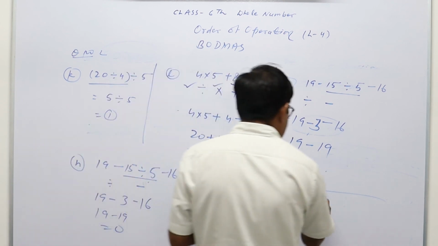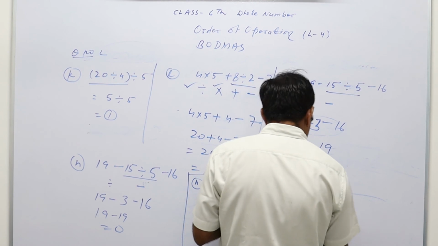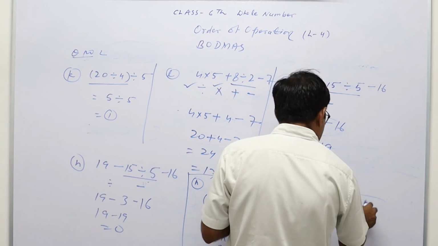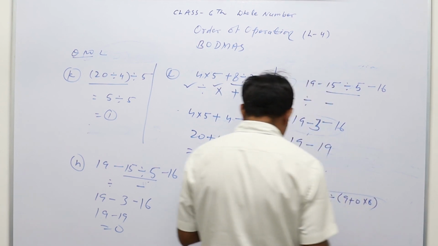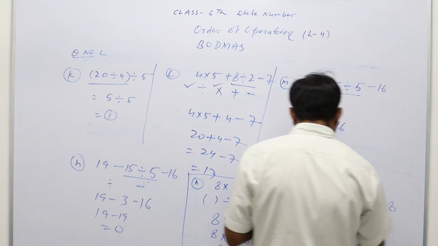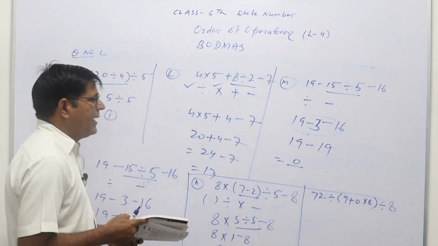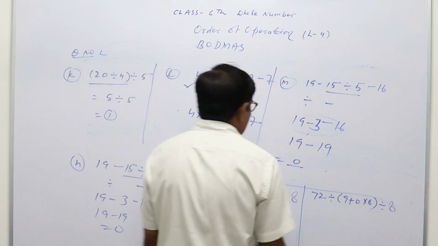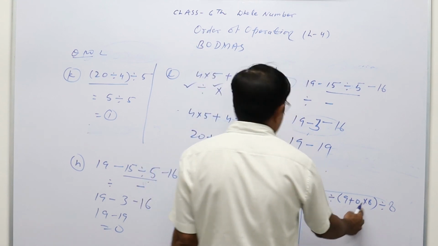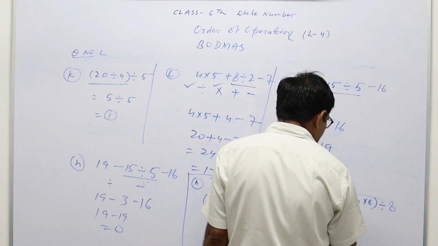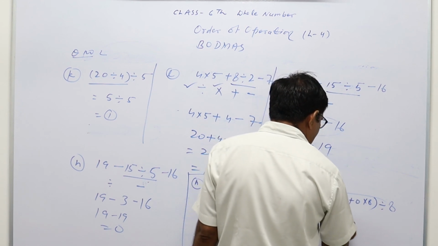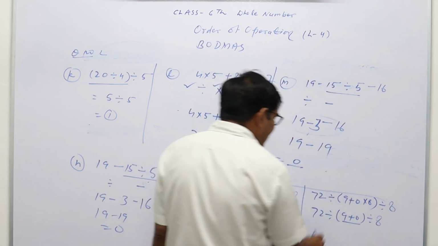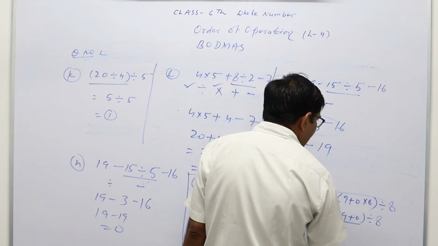Then the last question, 72 divided by 9 plus 0 multiply by 8 divided by 8. So first we will off the bracket. In bracket also 9 plus 0 into 8. So addition and multiplication. So first we will do 0 into 8, 0. So 72 divided by 9 plus 0 divided by 8. Now 9 plus 0 will be 9. So 72 divided by 9.